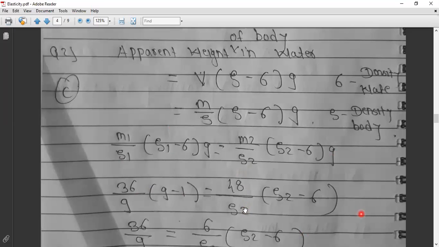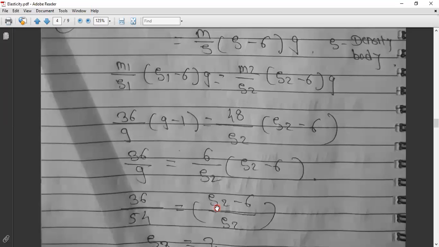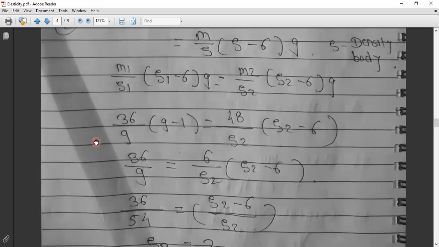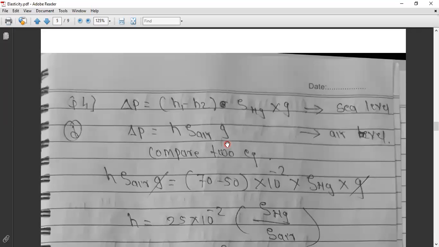Then simplify this equation, it is 36 upon 9 and it is equal to 6 upon rho 2. Again simplify it, 36 upon 54, and finally we get the density of the second body is equal to 3 gram per centimeter cube. So the correct option for question number 2 is C. Next question, we'll see question number 4.